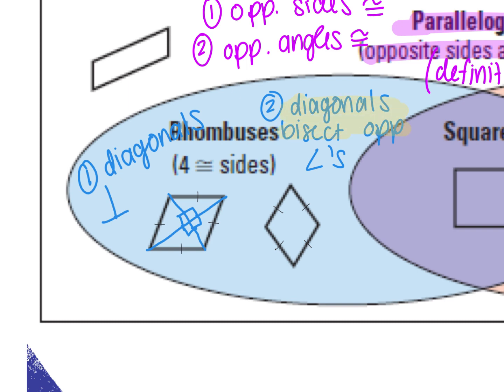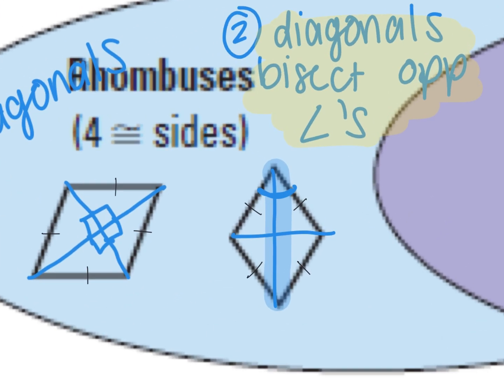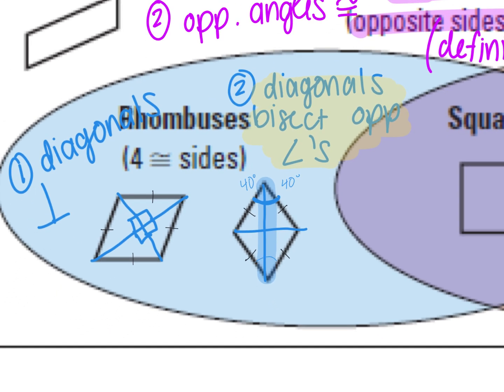Okay, diagonals bisect opposite angles. So I'm going to show you what that means. Here are my diagonal lines. That's telling me that these two angles that I drew right here are going to be the same. This one is going to be the same measure as this. Let's call them 40 degrees. This is 40 degrees. This is 40 degrees. Right here, these are also 40 degrees and 40 degrees.